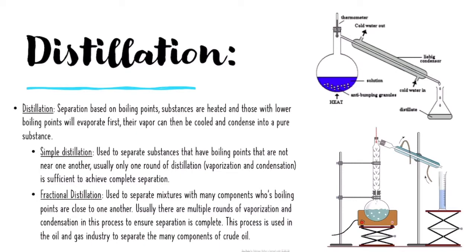And distillation separates liquids based on boiling points. So these substances are heated, and those substances in the mixture that have a lower boiling point are going to start to evaporate first. Once the boiling point is reached for that first substance, then that substance will begin to evaporate out of the mixture. And then once all of that substance has left the mixture, the next one with the next lowest boiling point will start to evaporate out of that mixture. And so if we take a look here at this example of simple distillation, simple distillation is used when the substances you're trying to separate have a pretty big difference in boiling point.